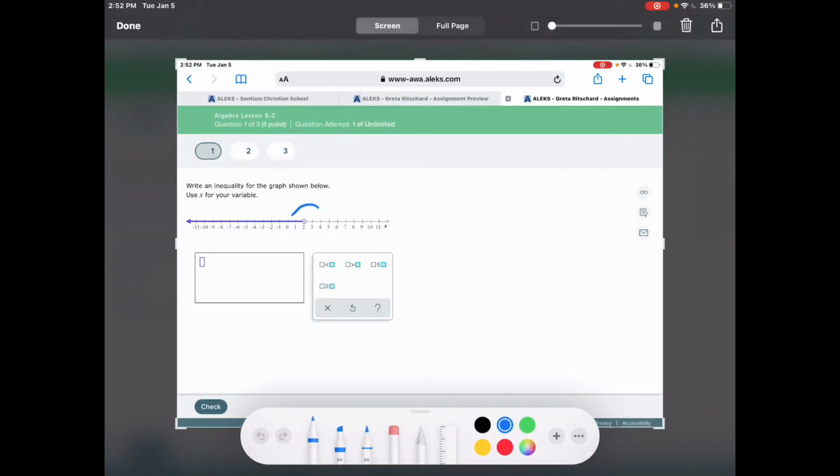So the first thing we want to do is identify where we're starting. So we've got 2, and we want to talk about x, and we have an open circle. Every time we have an open circle, we're going to use this symbol or this symbol, not that one or that one, okay? Because the open circle does not ever equal. So we know that x never equals 2, and we also know that x is down this way, so x is going to be less than 2.